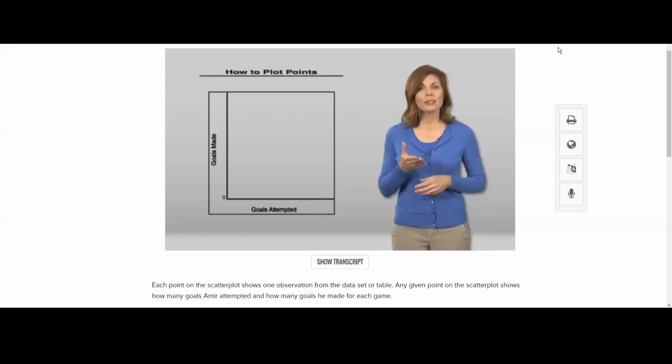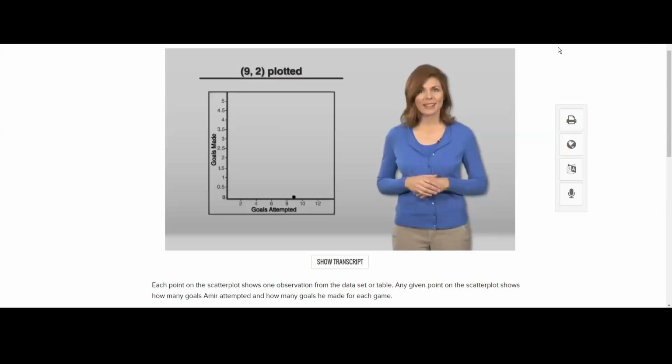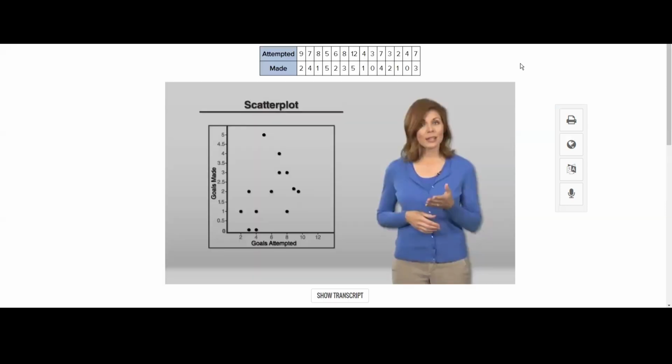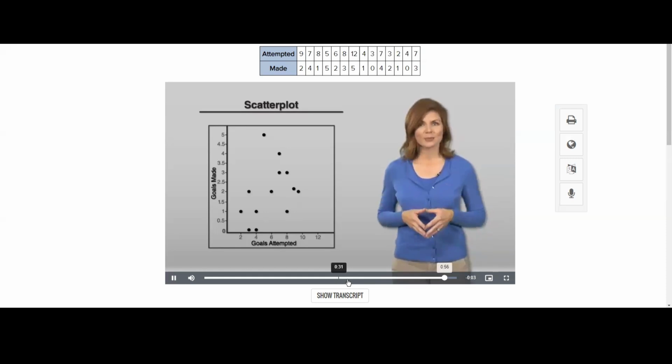To plot the point (9, 2), first move right along the x-axis to 9. Then move up along the y-axis to 2. Then add a point. Do this with each of the points from the table, and we now have a scatter plot.